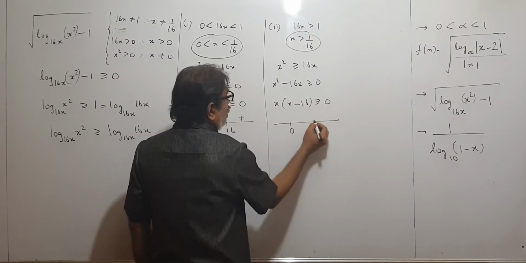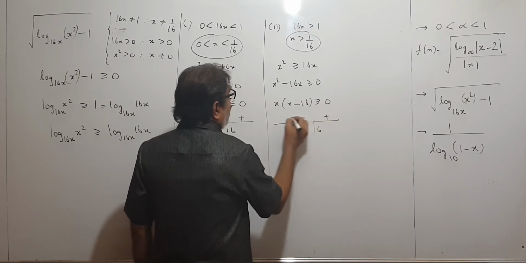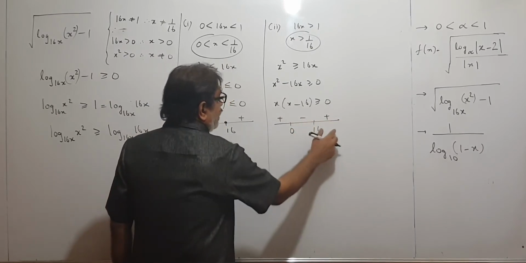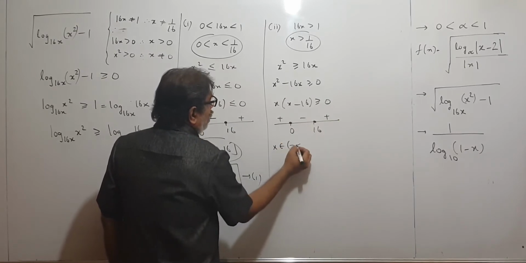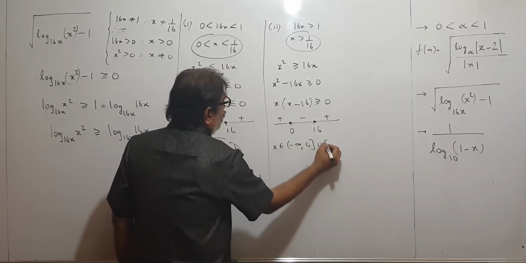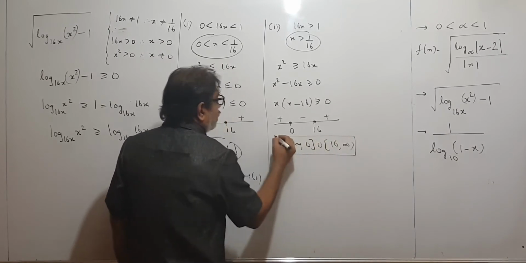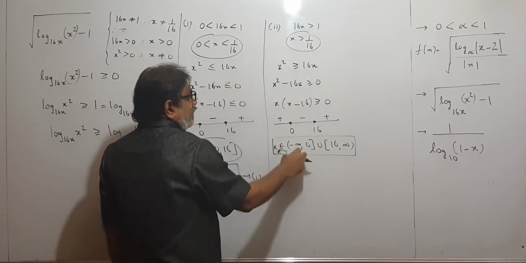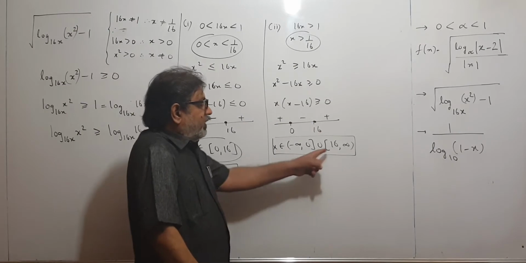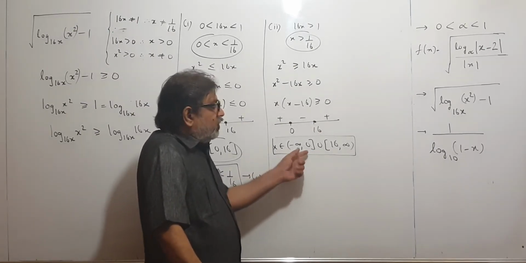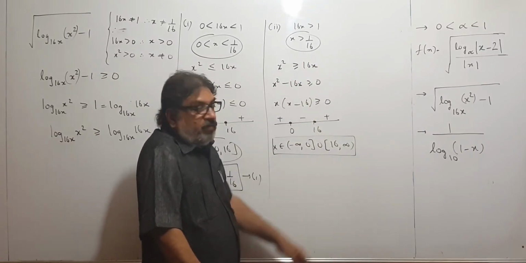Take the wavy curve with 0 and 16. If you take 17, it will be positive, negative and positive. I can go here and here, and both the poles are included. So x belongs to (-∞, 0] union [16, ∞). This is our conclusion. So with this, x should be more than 1/16, so minus infinity to 0 is cancelled out. x should be from 16 to infinity.